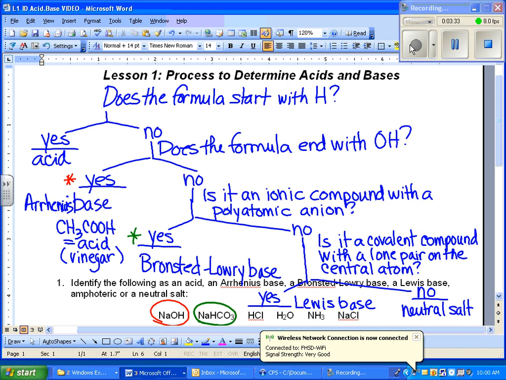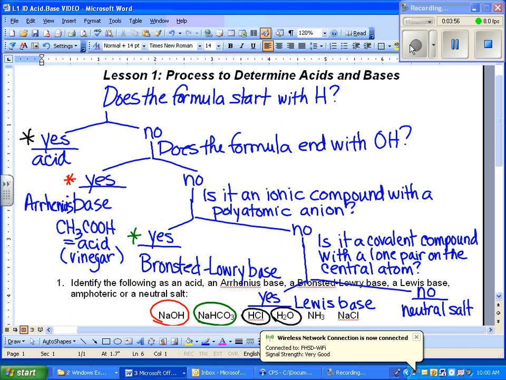The next one that we'll do is HCl. The first question that we ask ourselves is, does it start with H? And the answer is yes. This would be an acid. The next one is water. And as you look at it, once again, it does start with H. So water will act as an acid.